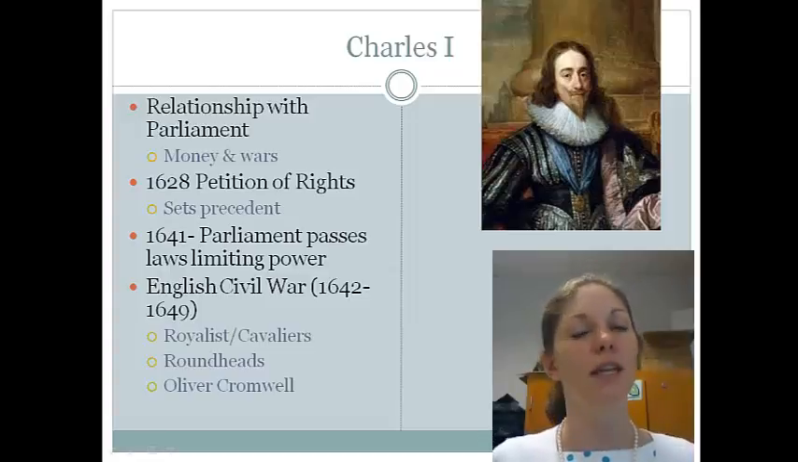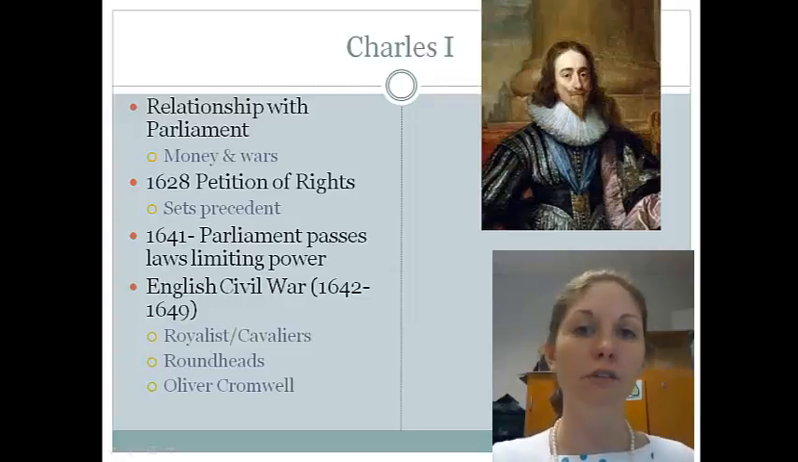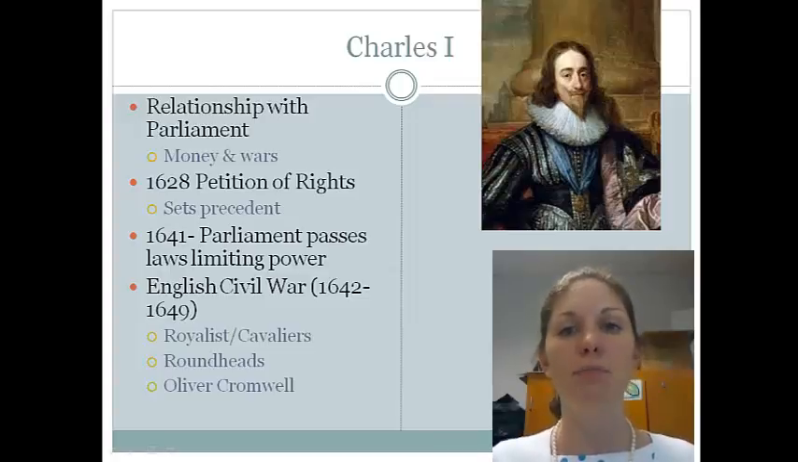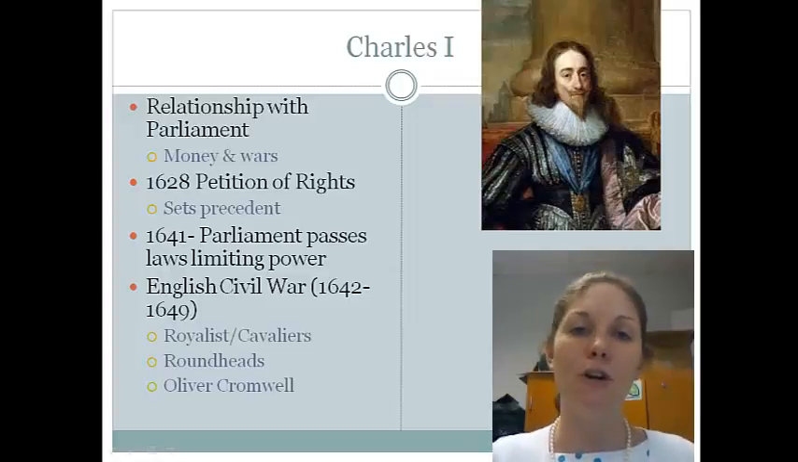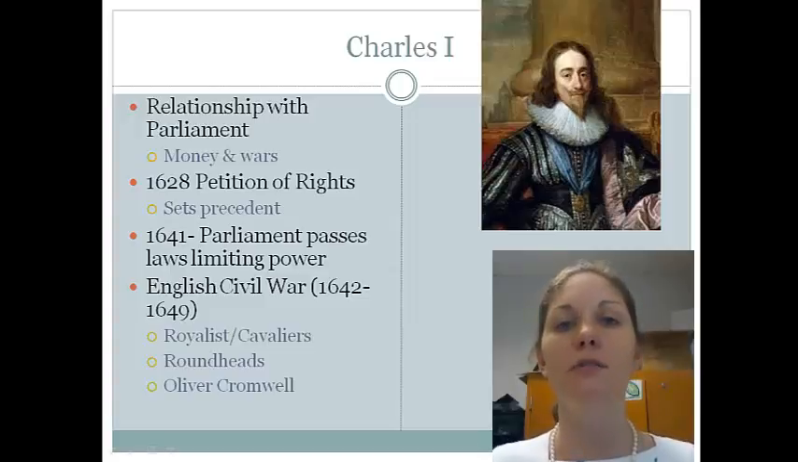Now, they're fighting this civil war between the two groups, and the turning point in the English Civil War is really when Oliver Cromwell comes and takes command of the Roundheads. So he becomes a general for the Roundheads, and he's the turning point in the war. By 1647, they capture Charles I, and by 1649, they put him on trial and execute him for treason against Parliament. That's huge. That's unheard of in England.